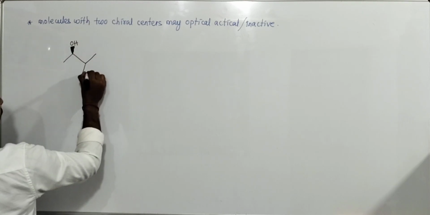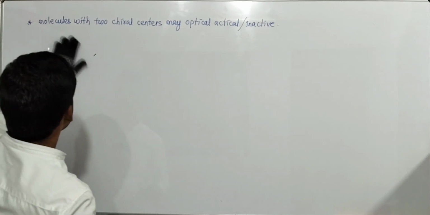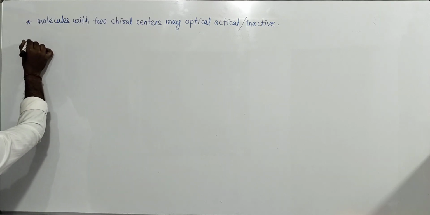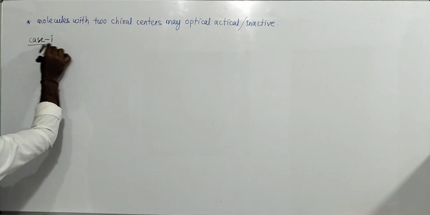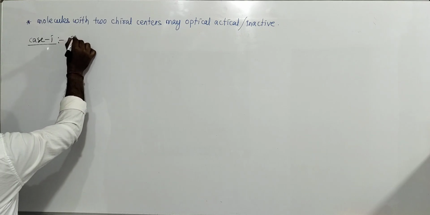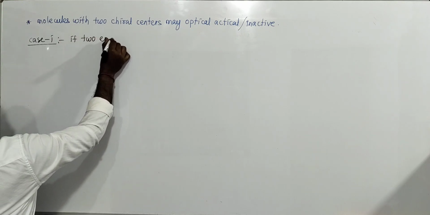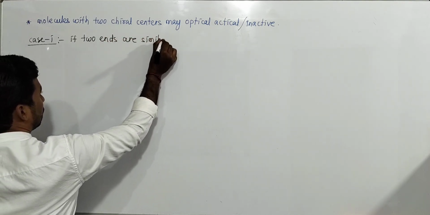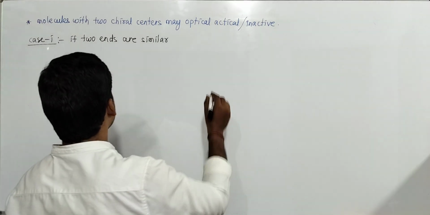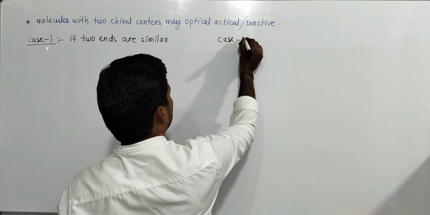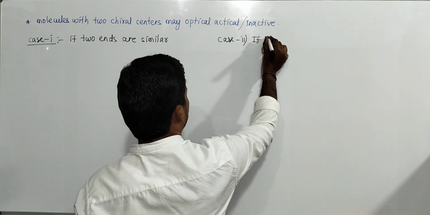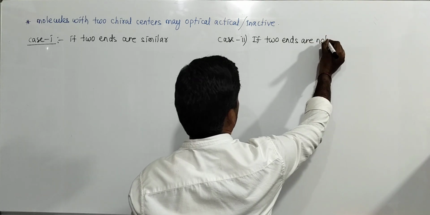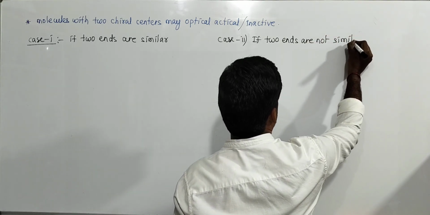Here I will write the cases. Molecules with two chiral centers may be optically active or inactive. Case 1: if two ends are similar. Case 2: if two ends are not similar.